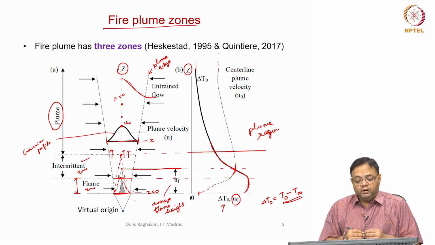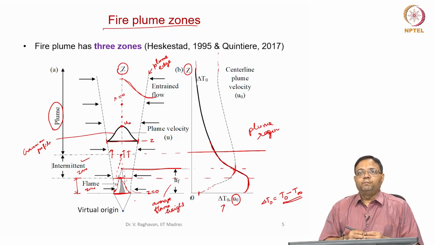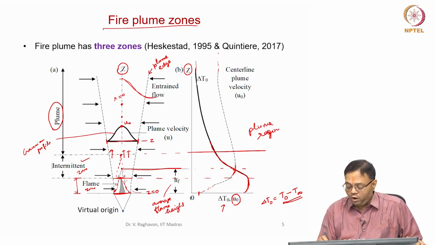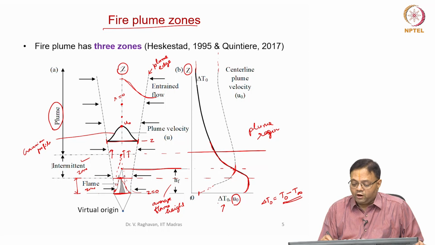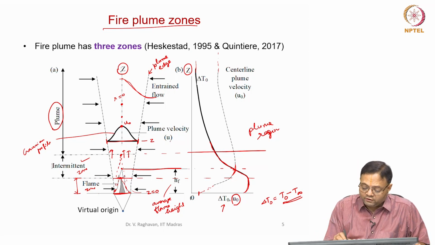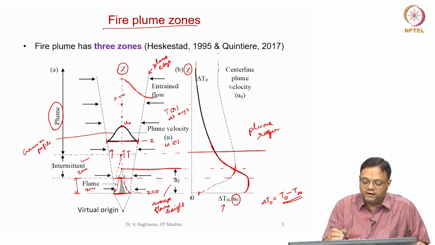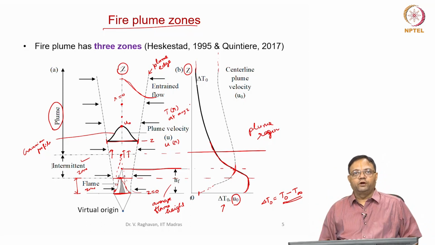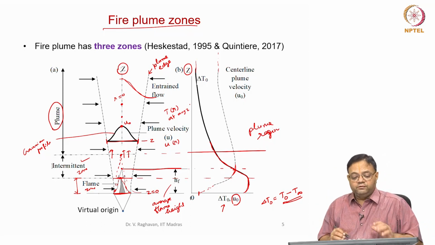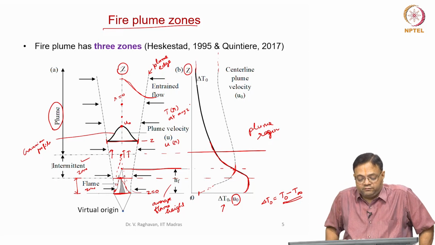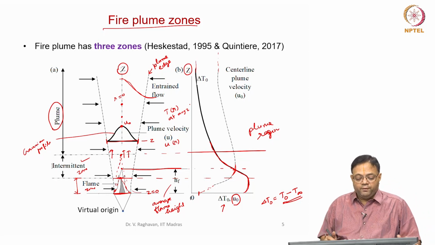Our analysis will help us get u naught and T naught as a function of z, as well as u as a function of r, where r is the radial direction, and T as a function of r, at any z, any actual location. So, these are the basic characteristics of the fire plume.